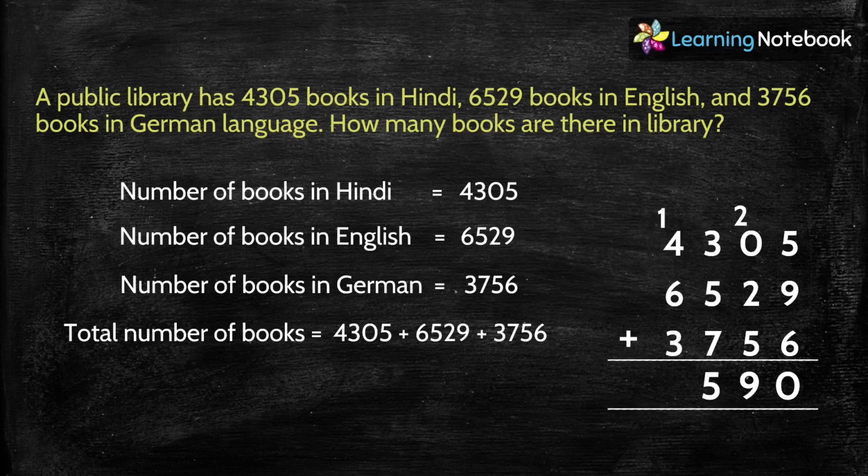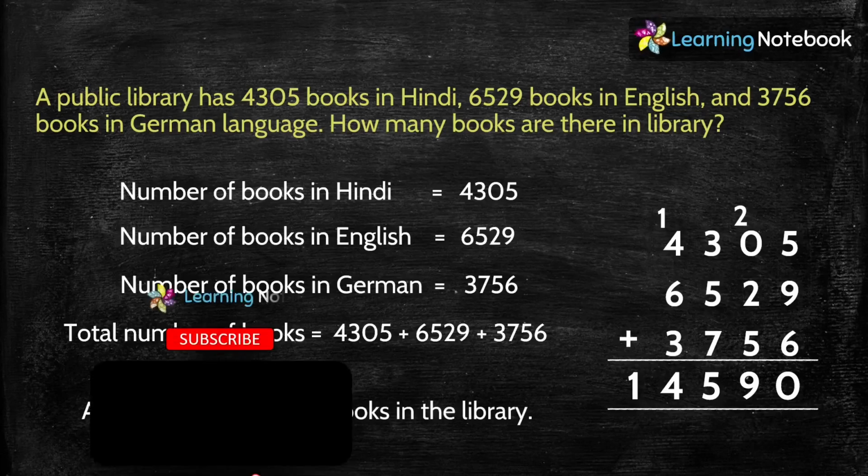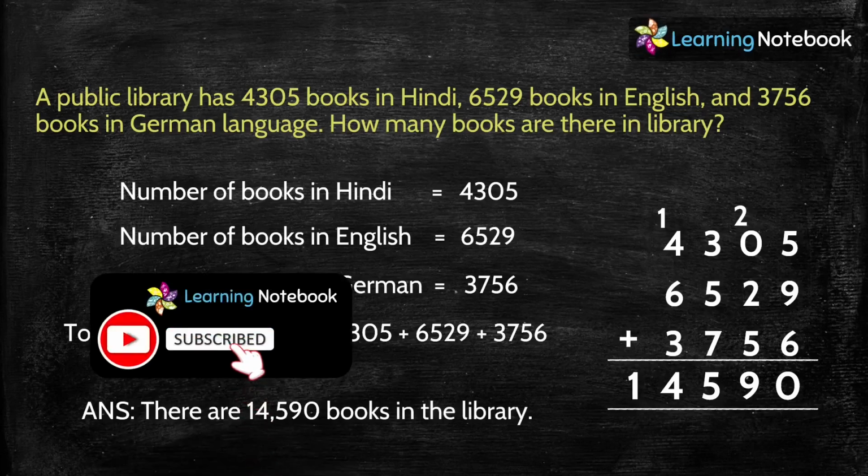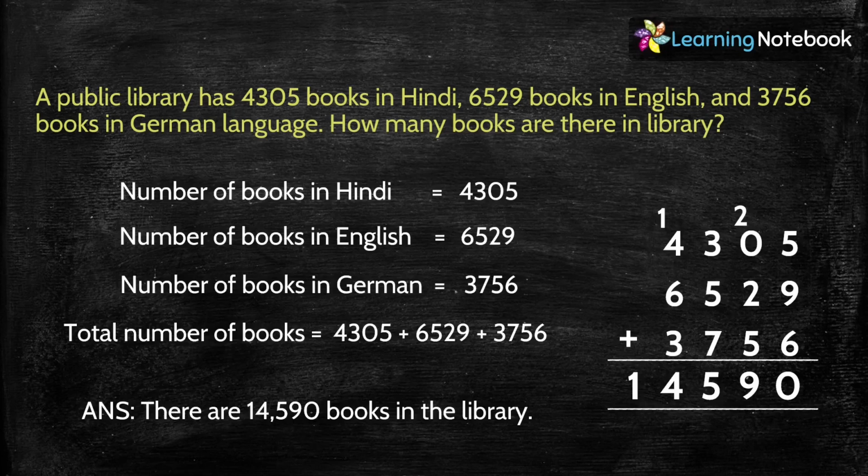And lastly, we will add the digits at thousands place. 1 carry plus 4 plus 6 plus 3 equals 14. So answer is 14590. Students, do not forget to write answer statements in the word problems.